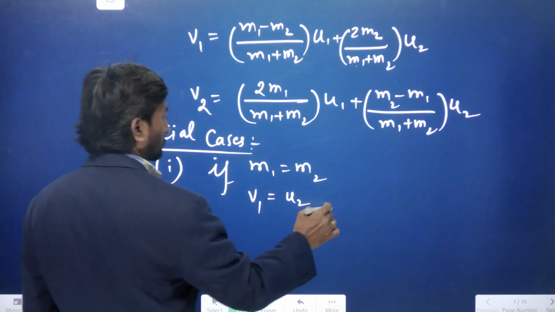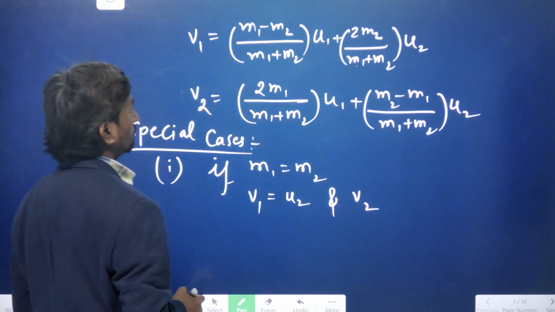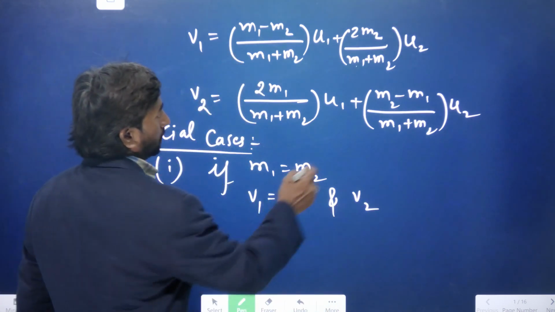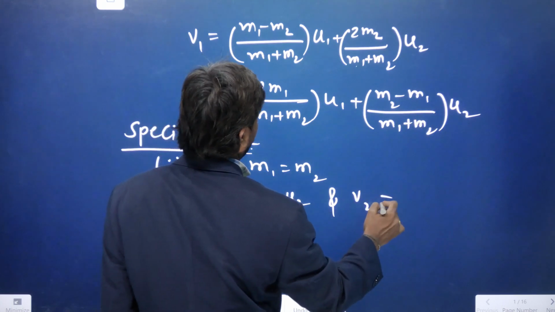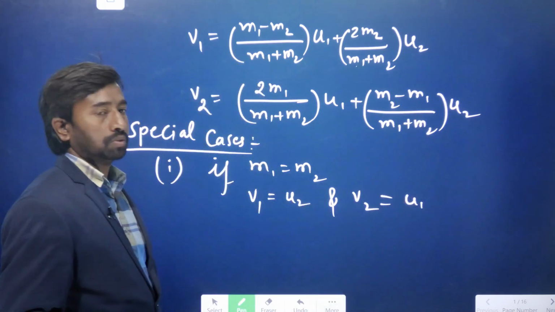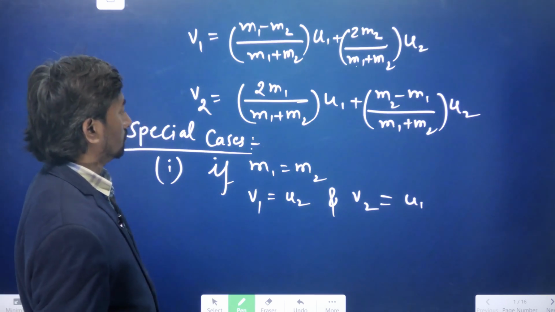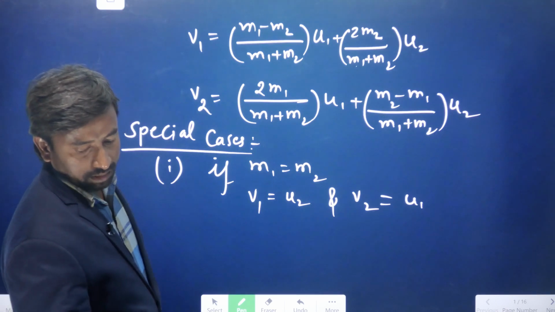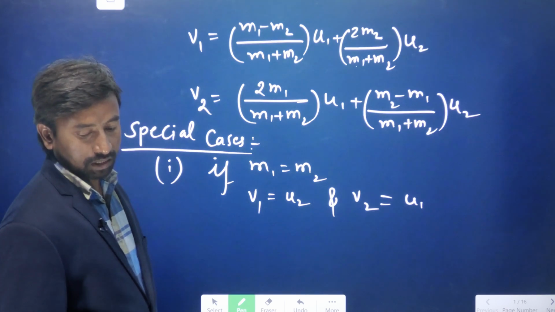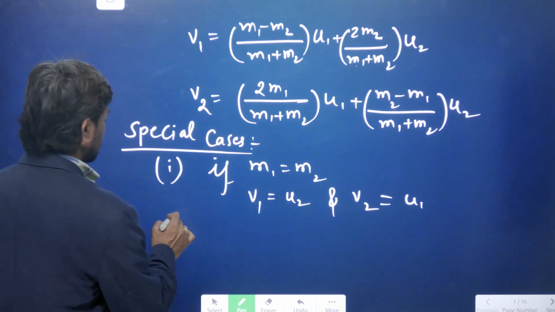Now next, v2: here this value becomes 0, so v2 is equal to u1. So v2 will be equal to u1. Then the next case we will see.